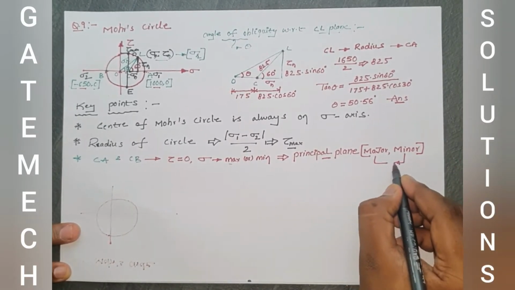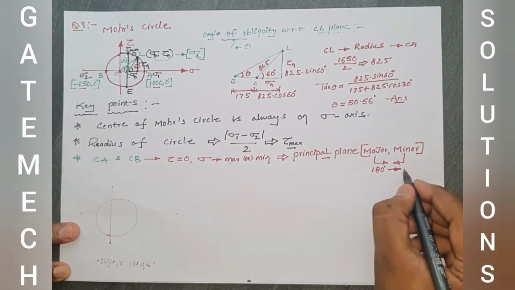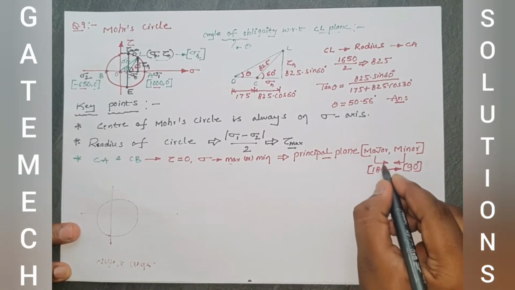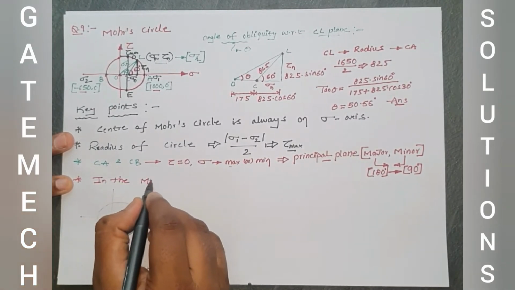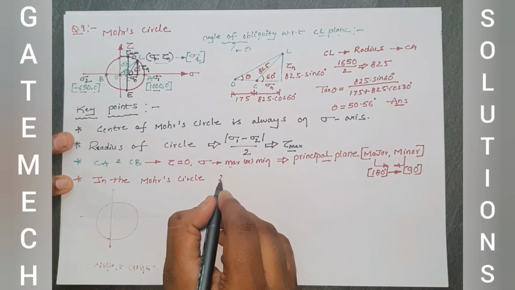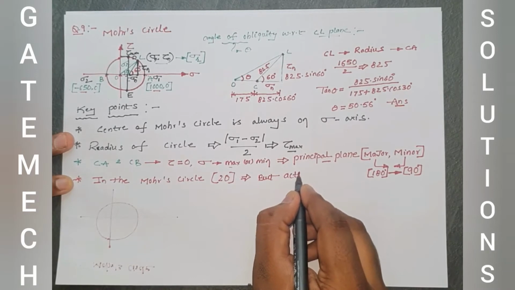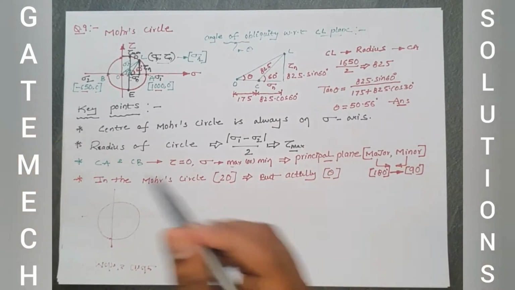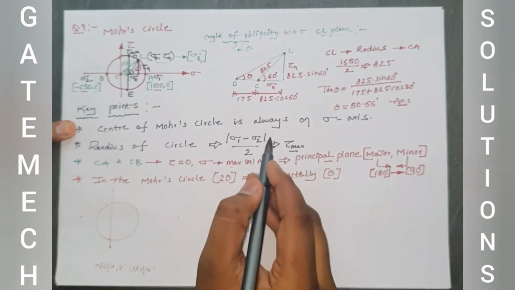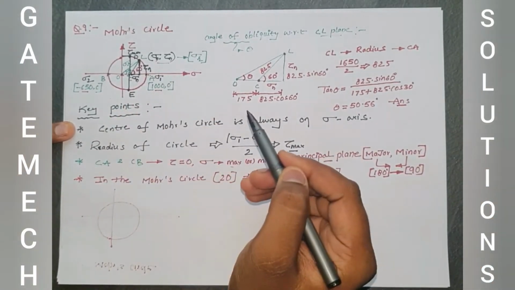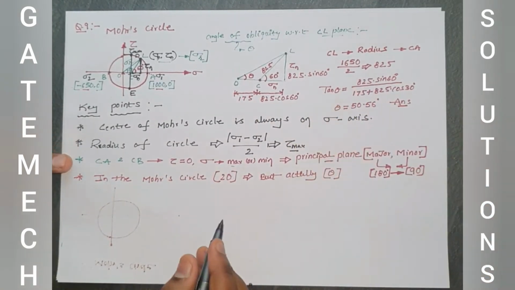These two are separated by 180 degrees in the Mohr circle, but in reality, in the actual member, it should be 90 degrees. From this, what we can say? In the Mohr circle the angle is 2 theta, but actually that will be theta inside the member. Let us say in the Mohr circle the CL plane is making 60 degrees with respect to CA, but in reality the CL plane is making 30 degrees with respect to CA. Keep it in mind. So here 60 degrees is 2 theta, but in reality that will be theta, 30 degrees, right?